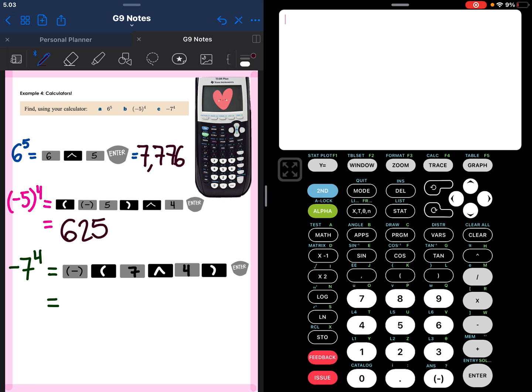Alright, so the third one, I want you guys to do that on your own. Which one do you think is negative 7 to the power of 4? Is it a negative answer or is it a positive answer? What do you think?